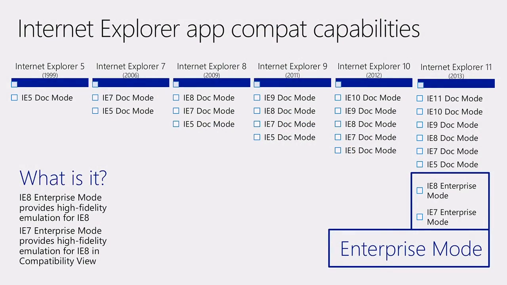IE8 Enterprise Mode is basically trying as much as possible to emulate Internet Explorer 8. It pretends to be Internet Explorer 8 and tells the website it's Internet Explorer 8. It uses the exact same original user agent string that IE8 did. It even spoofs the version number to ActiveX controls. So if an ActiveX control asks the browser, what version are you, it'll say, as far as you know, I'm IE8, and most of those ActiveX controls will continue to work.